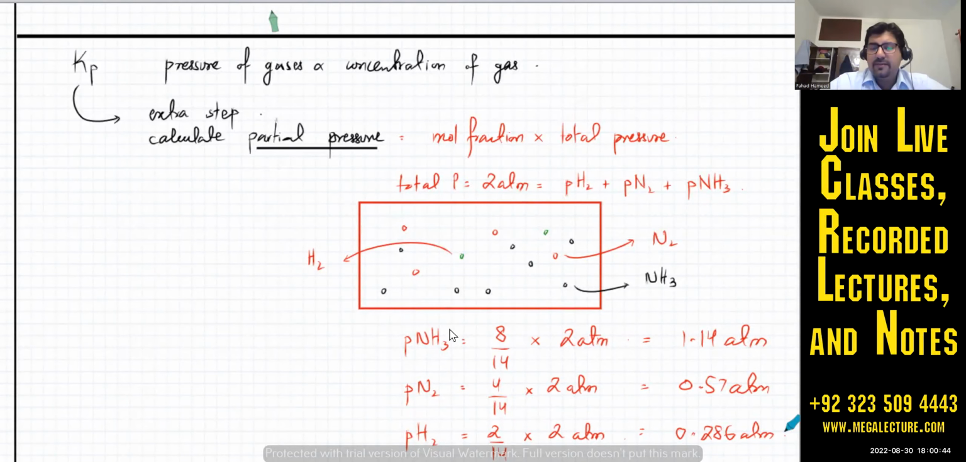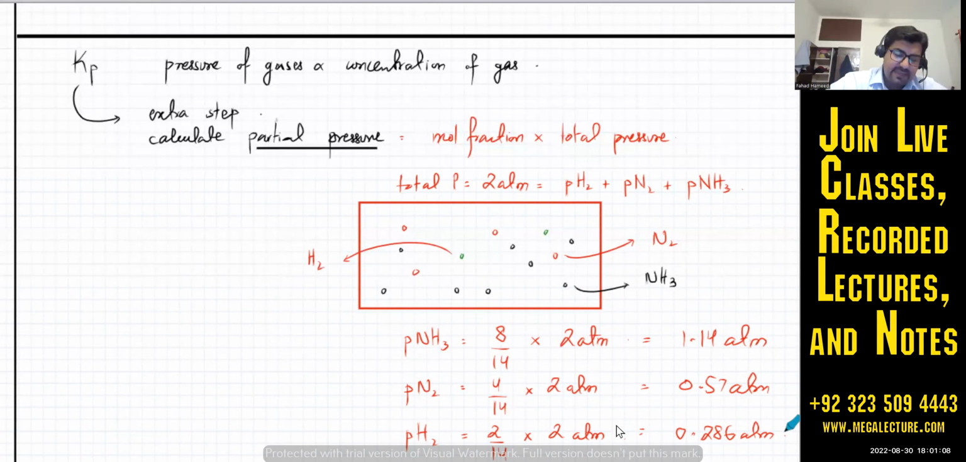It's just going to be their fraction. Like, H2's 14 particles together are exerting 2 atmospheres, so how much pressure will 2 particles exert? That's 2 over 14 times 2. 4 particles out of 14 will exert how much of the total pressure? That's 0.57. 8 particles out of 14. When you total all of them, that's going to be 2 atmospheres. So that is the only extra step.